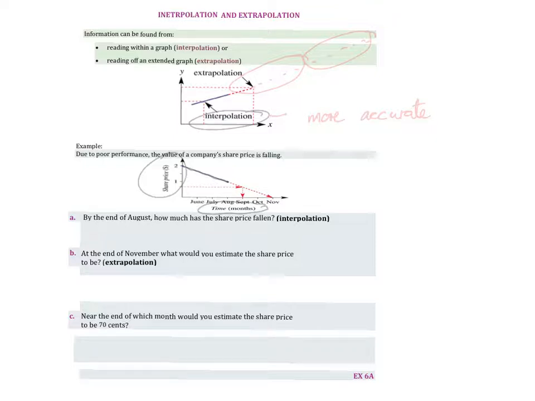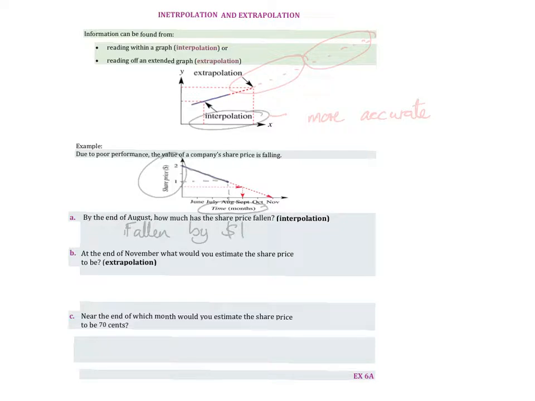So by the end of August, how much has the share price fallen? Okay, August is within that line. And you can see there that by the end of August, we are at $1. So fallen or dropped by $1.